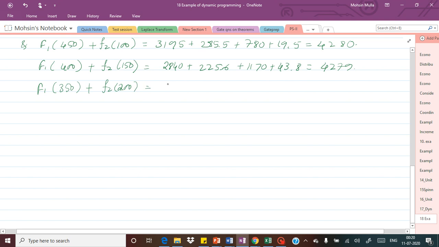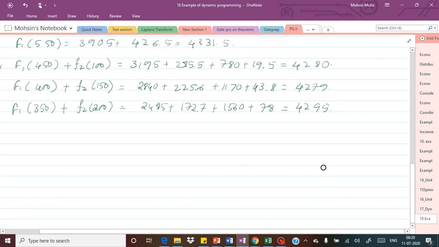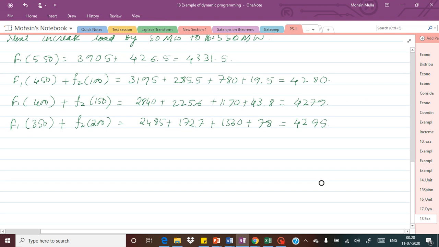So this value will be 2485 plus 172.7 plus 1560 plus 78. Okay, so this value will come to 4295. So now again from these calculations we can go on doing this, but we'll get an idea of what is happening here.